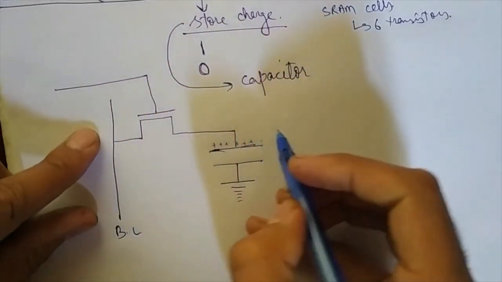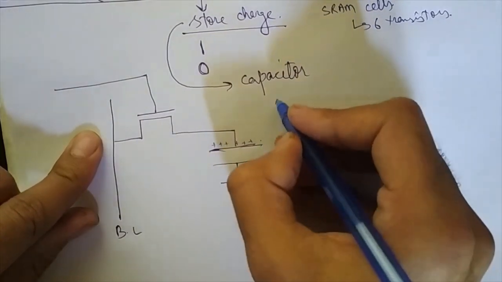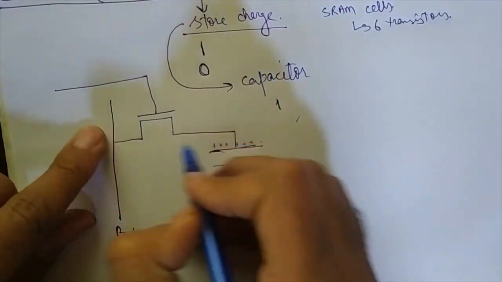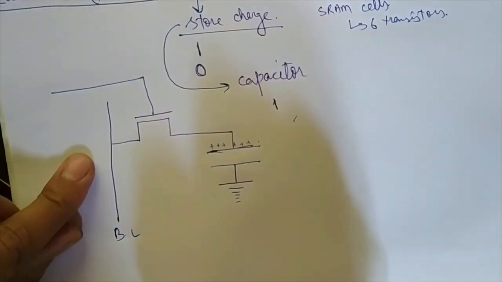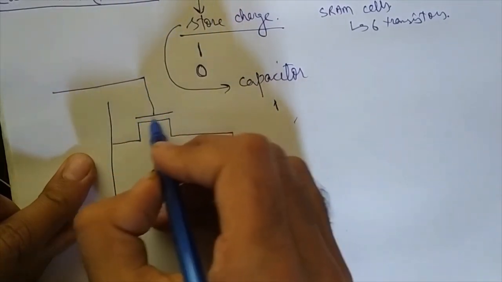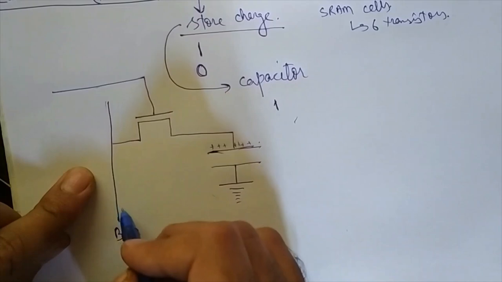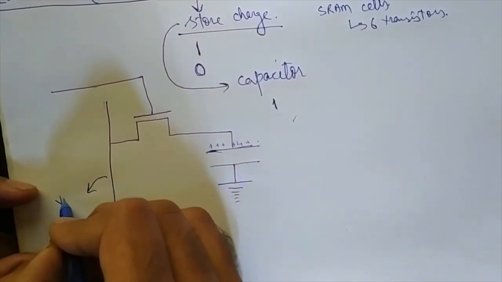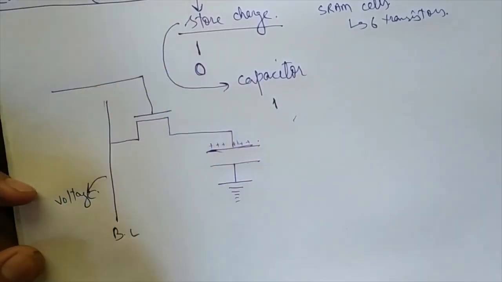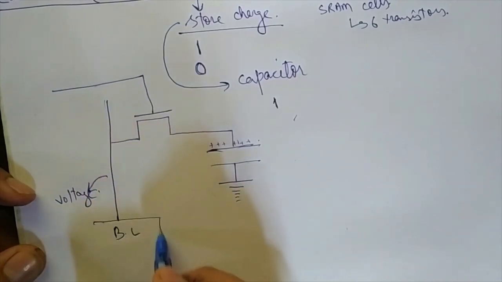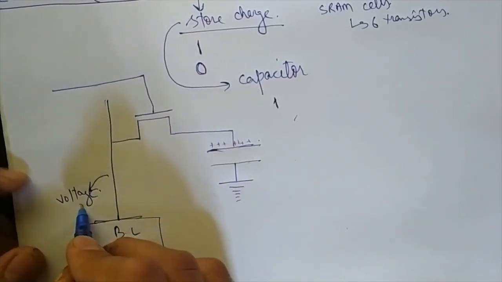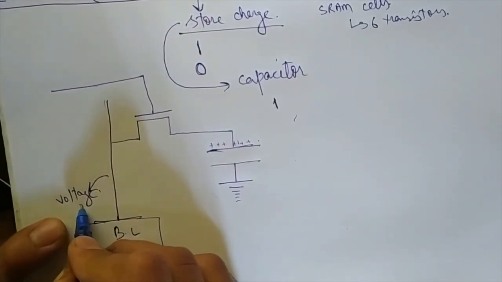Now, positive charge means it stores 1. If we have to read this particular cell, we will switch on this particular switch. The charge in this cell will get accumulated on this bit line, so we have a voltage on the bit line. At the end, we will detect if there is the presence of voltage. The voltage detector will be here.